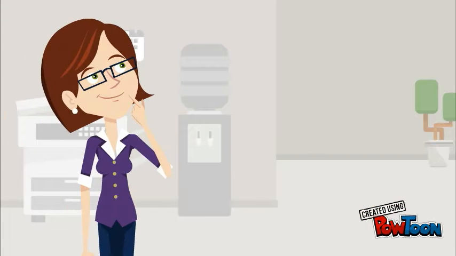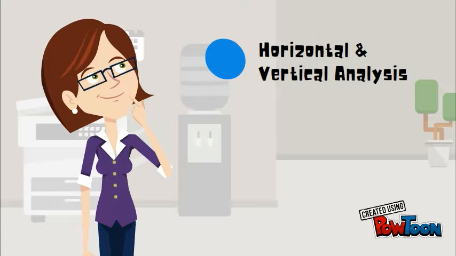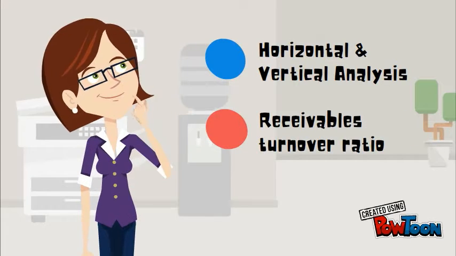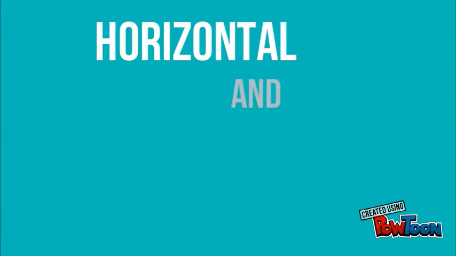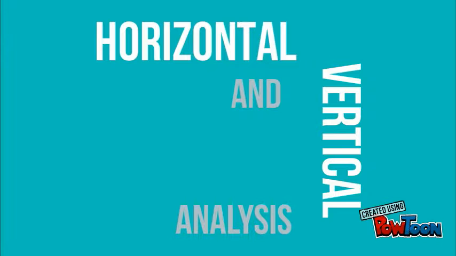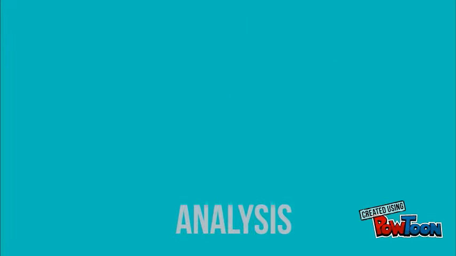There are three main methods of analysing accounts receivable: horizontal and vertical analysis, the receivables turnover ratio, and the allowance ratio. Horizontal and vertical analysis is a good way to begin to analyse accounts receivable.